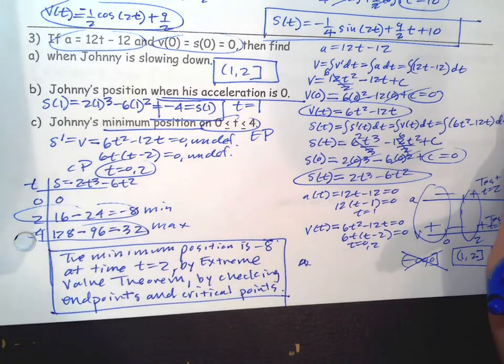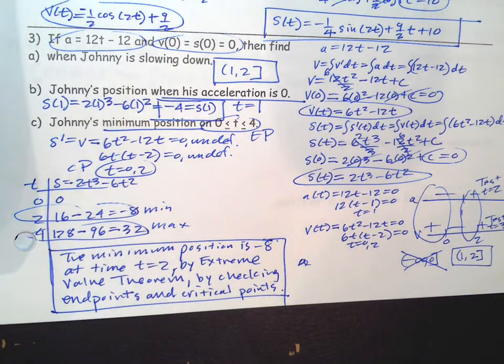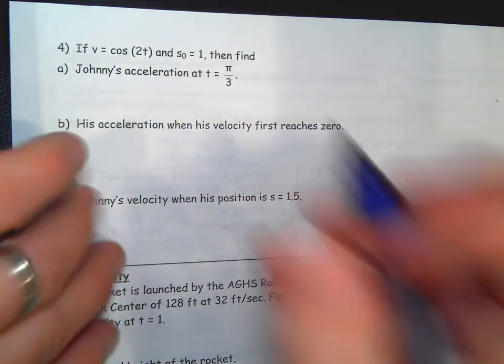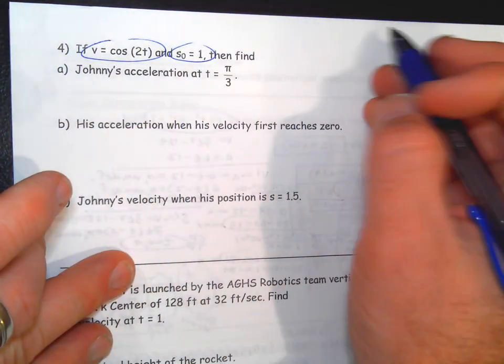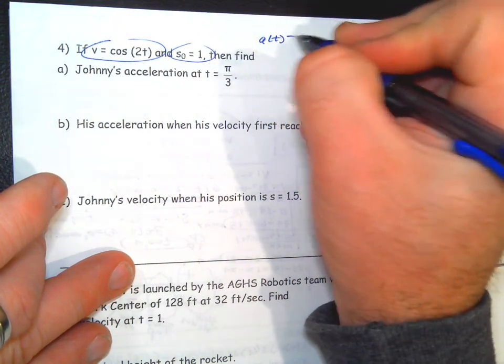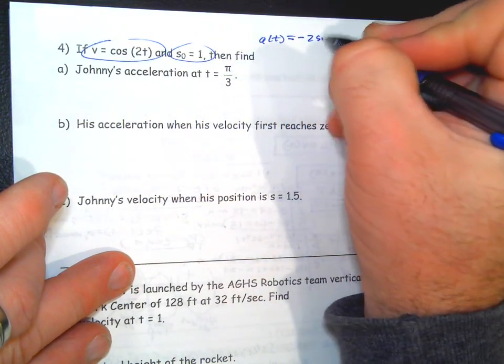Okay, so let's try the problems on the back. This time I'm giving you velocity and initial position. So acceleration would just be negative 2 sine 2t. You've got to do chain rule.